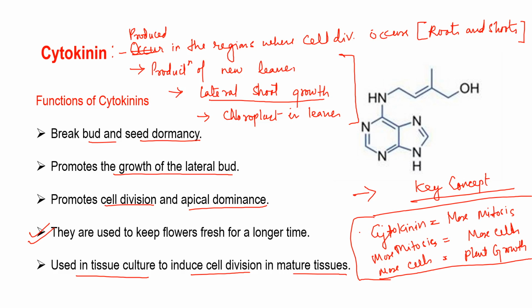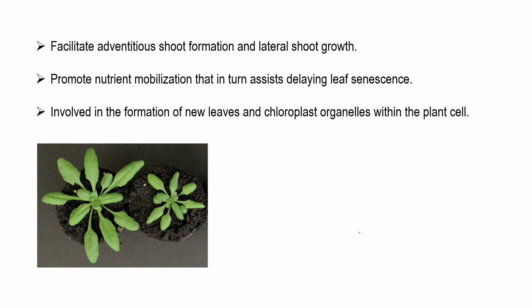Okay, so they are usually produced in the regions where cell division occurs, which is typically the root and shoot. They help in the production of new leaves as well as the production of lateral shoot growth. They help in the production of chloroplast in leaves. They promote apical dominance. Okay, and these cytokinins are used to keep flowers fresh for a longer time. Clear?